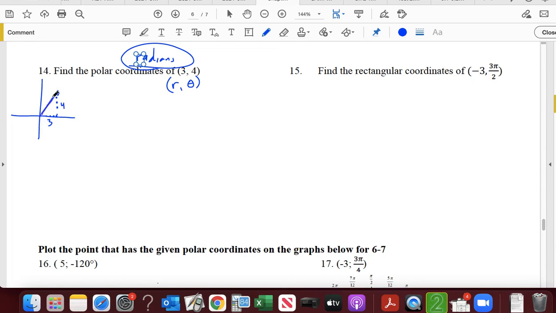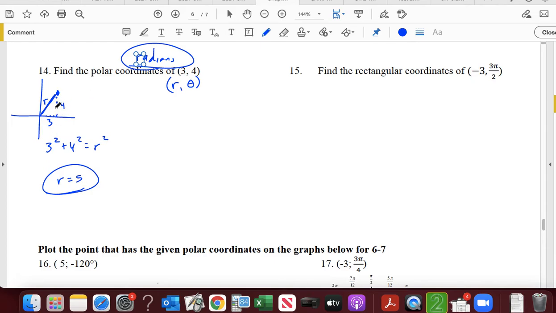Well, we know r is this. And how would we find r? Well, we use Pythagorean theorem. 3 squared plus 4 squared equals r squared. So we know this is a Pythagorean triple, so r equals 5. So that works. R equals 5.